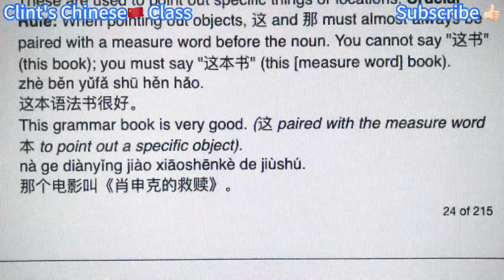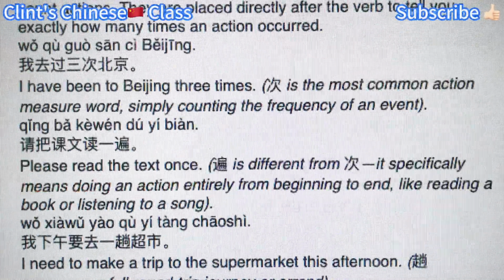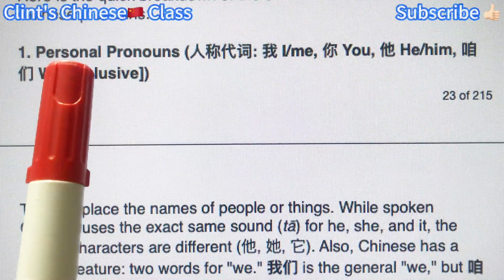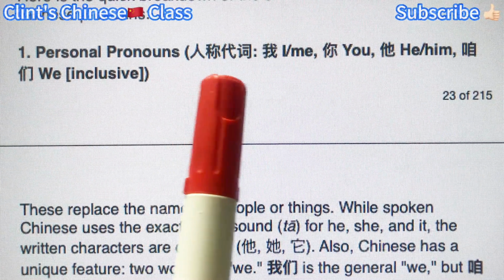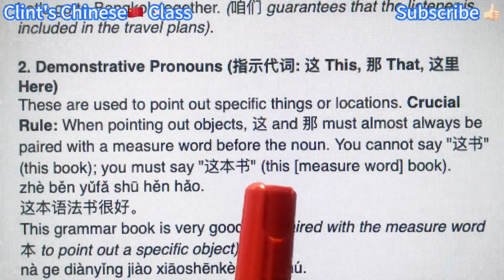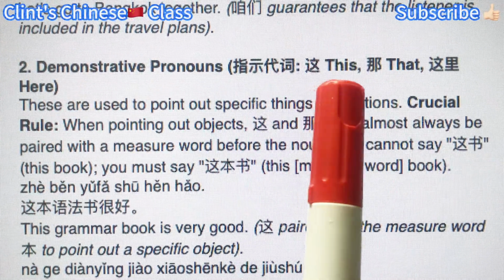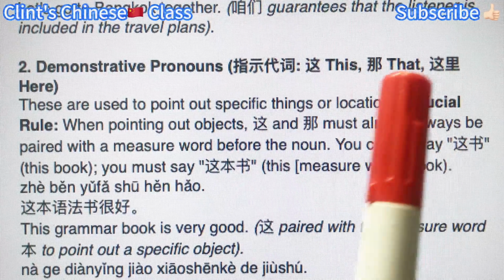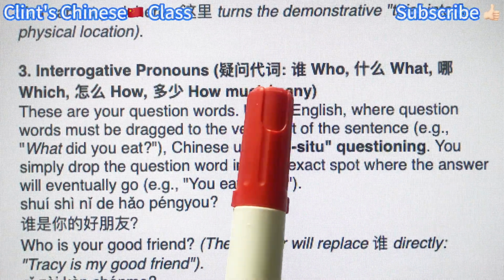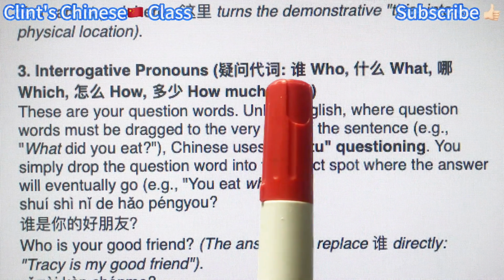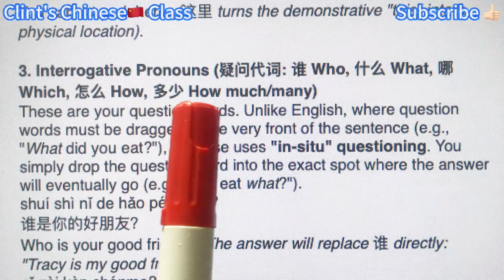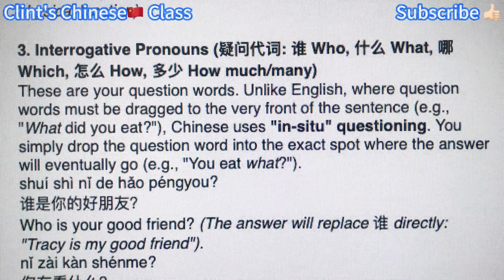That's it, everybody. We just learned the 3 types of pronoun. First category, personal pronouns. 我你他咱们 and the second category, demonstrative pronoun 这那这里 third type of pronouns, interrogative pronouns 谁什么哪怎么多少.